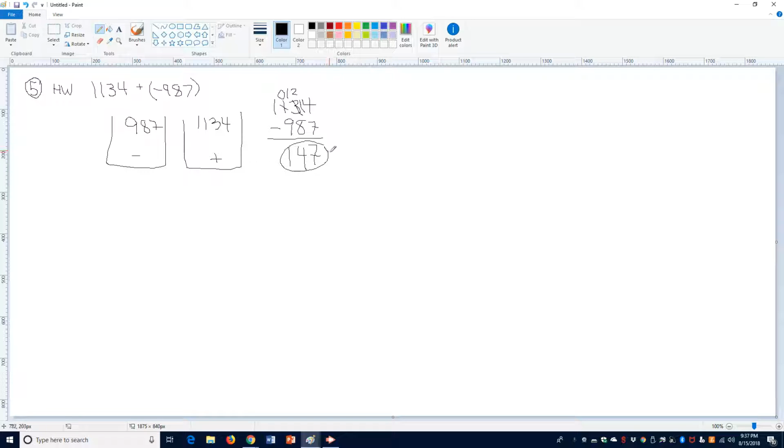And I do make silly mistakes with subtraction and stuff, so just to double check, 7 plus 7 is 14, carry the 1. 1 plus 4, 5, plus 8 is 13, carry the 1. 1 plus 1 is 2, plus 9 is 11. Yes, it works.